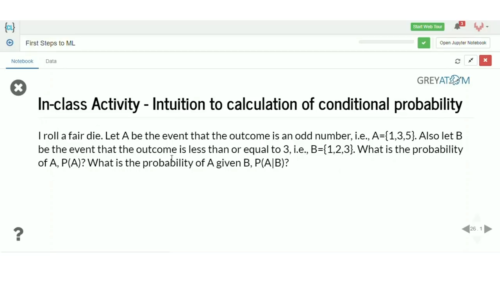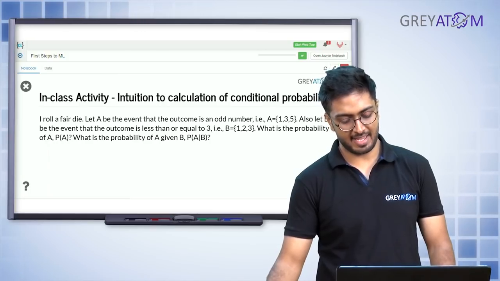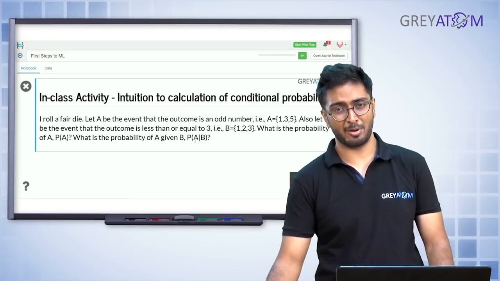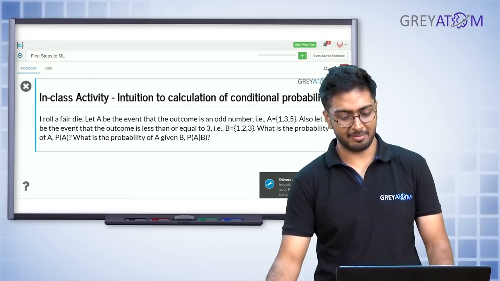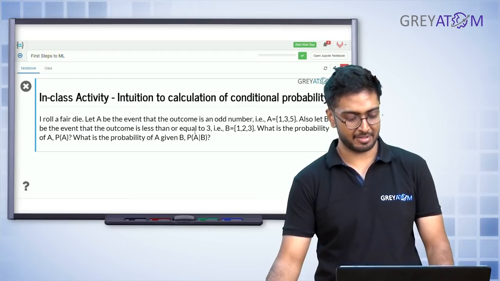And what is the probability of A given B? So, some notation that you see here: A, and there's a pipe, and then there's B. What this means is probability of A given B. Let's understand that notation while we are talking about it.